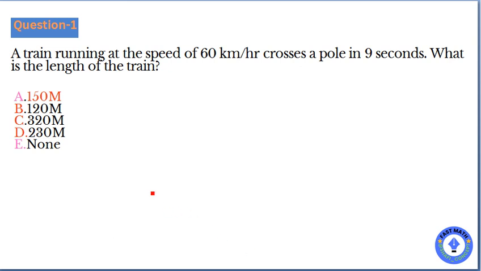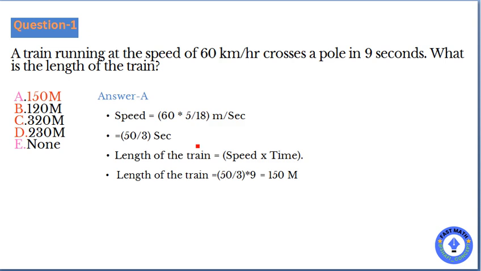Let's move to the first problem of the session. A train running at a speed of 60 kilometers per hour crosses a pole in 9 seconds. What will be the length of the train?